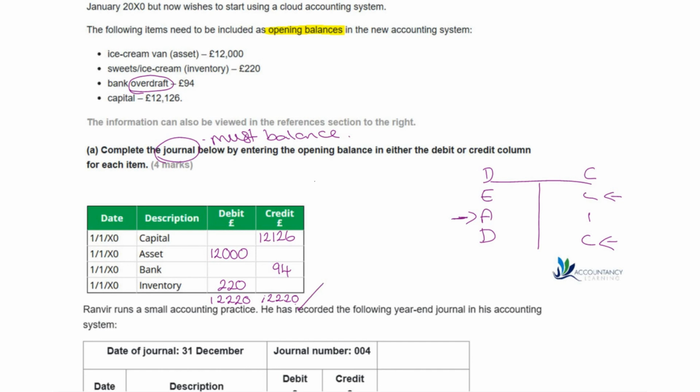Or you can also use the accounting equation. Your assets minus your liabilities equals capital. So you will have 12,000 plus 220 minus 94 equals 12,126, which is your capital balance there.